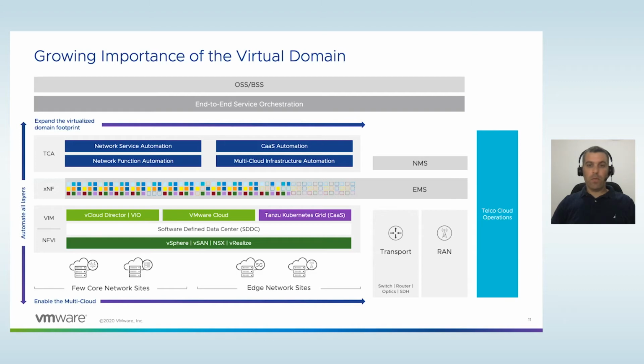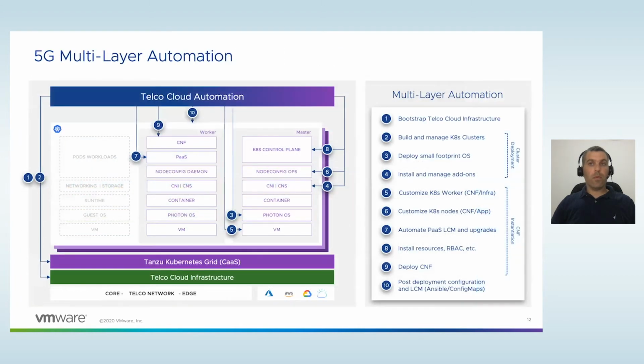With that, I will move on to Akshata to describe more about the processes of how we deploy a 5G application and a 5G network service. Thanks, Moshe. So I will walk over some of the steps that happen in the 5G multi-layer automation, as well as go over a quick demo showing how this process actually happens in the product.